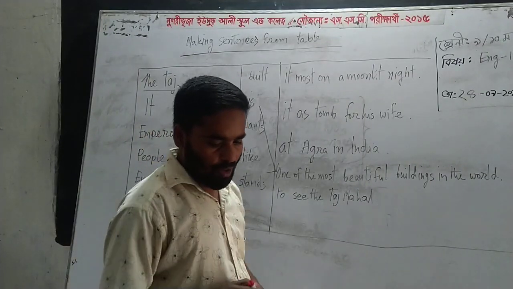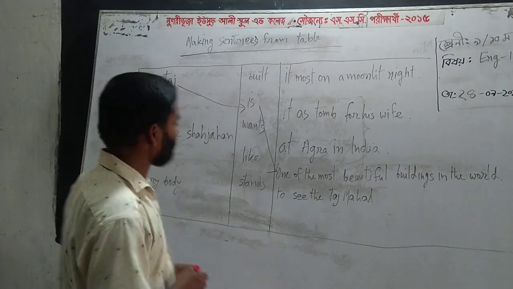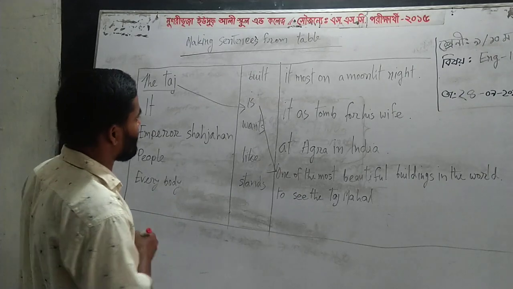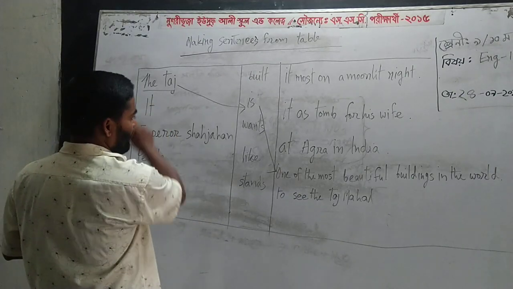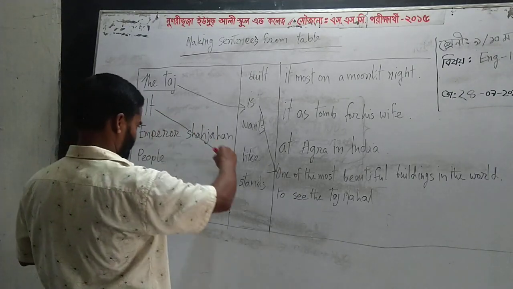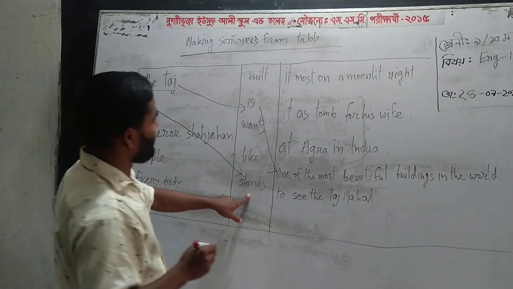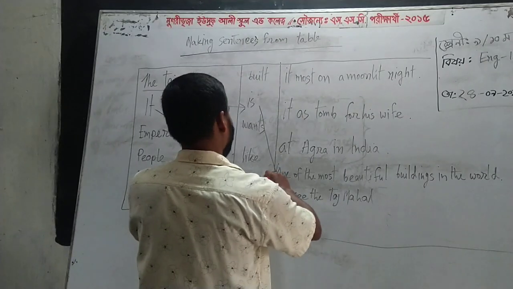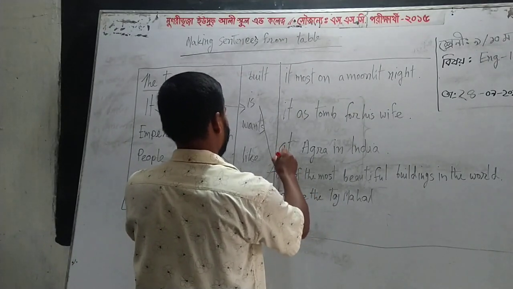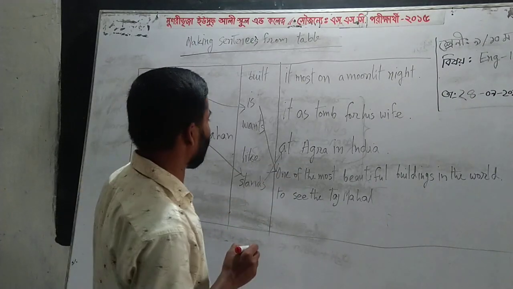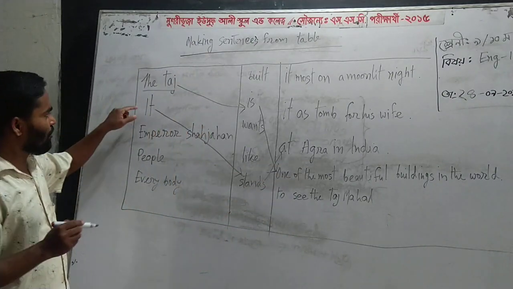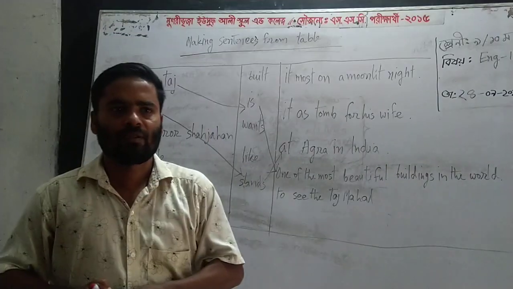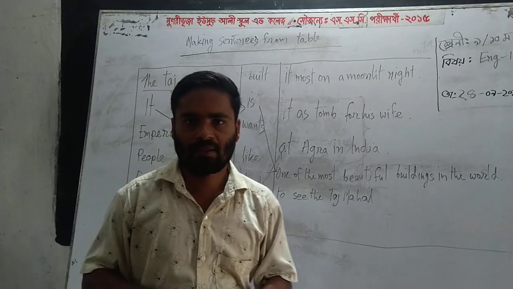So what will be the next sentence? Obviously, the subject is it. It stands. It stands at Agra in India. So number 2: it stands at Agra in India. So it is also a meaningful and complete sentence.